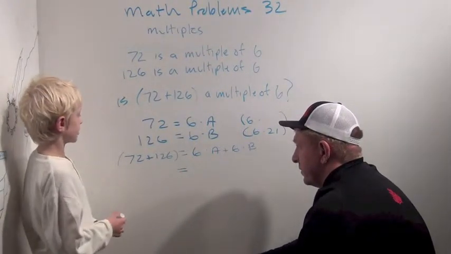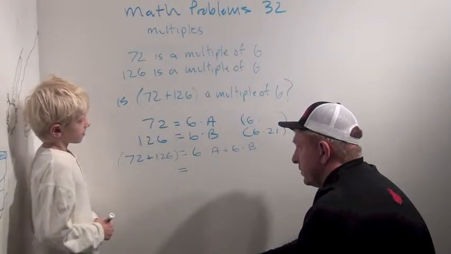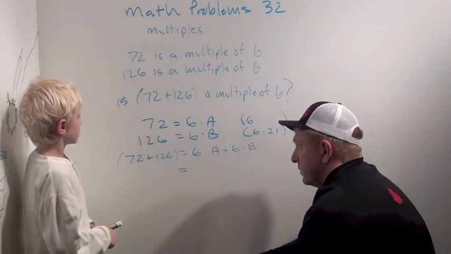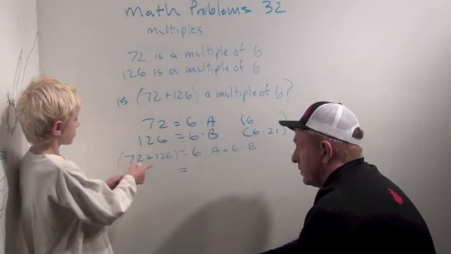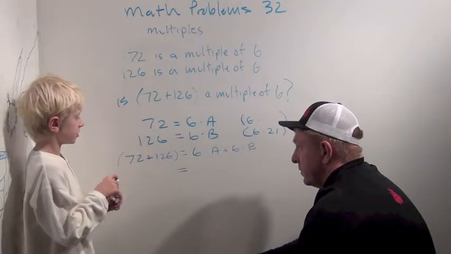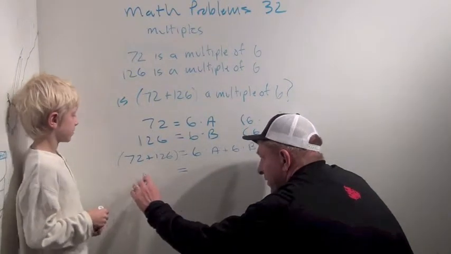72 plus 126. Well, 70 plus 100 plus nothing is 170. 2 plus 6 is 8. So this is 198. Okay, that's 198.